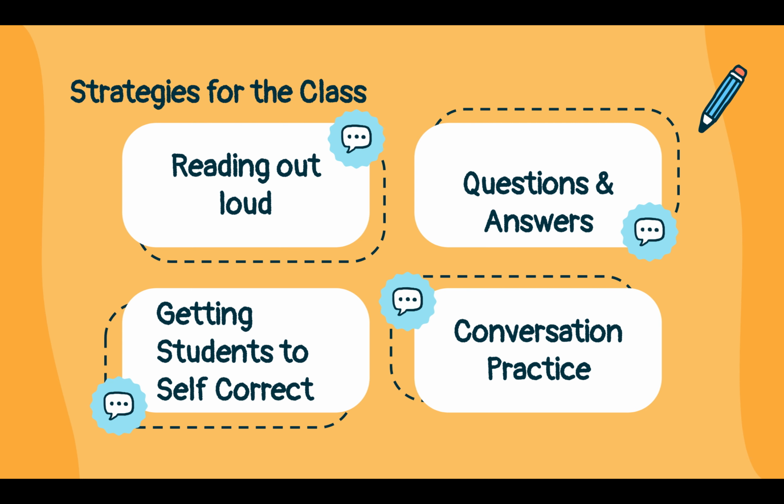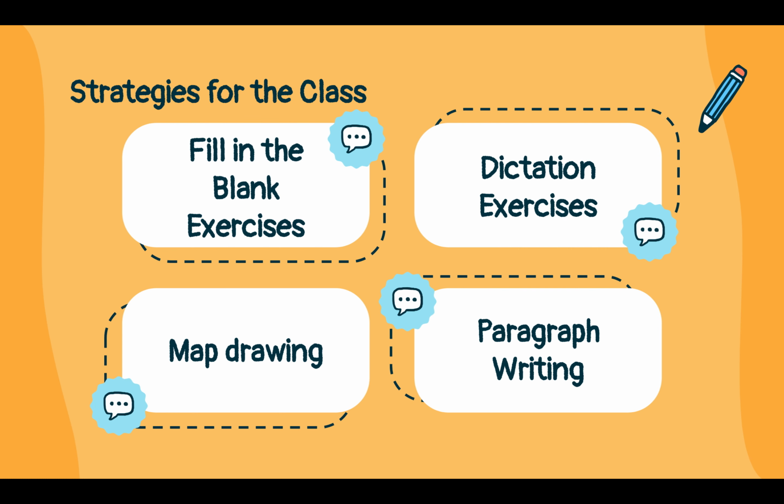Moving on, we're going to discuss some strategies for the class. Some activities we can use are reading out loud, having a questions and answers session, getting students to self-correct or correct themselves in a respectful way, having conversation practice, fill-in-the-blank exercises, dictation exercises, some map drawing, and also paragraph writing.